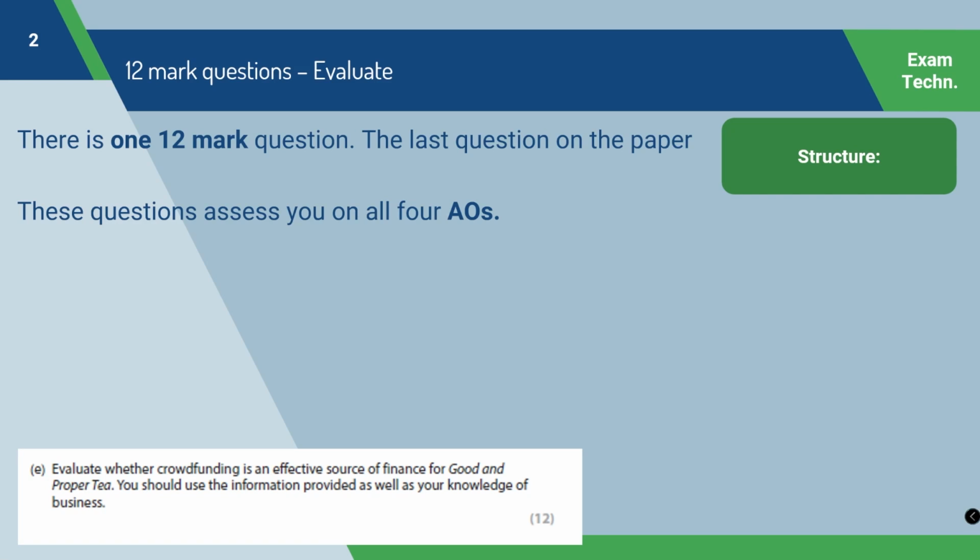They always have this little bit at the end as well: you should use the information provided as well as your knowledge of business. It's a fairly generic statement there. The main part of the question is that first bit, so evaluating whether crowdfunding is an effective source of finance.